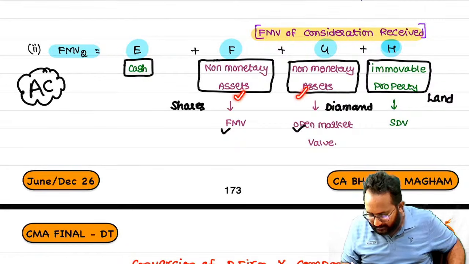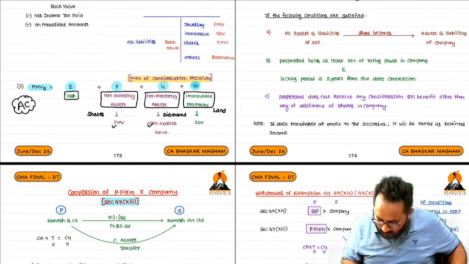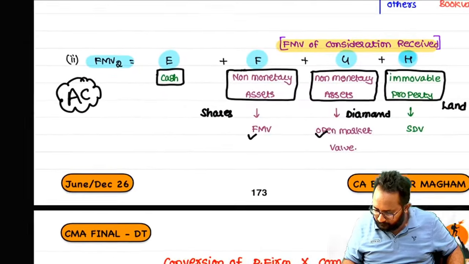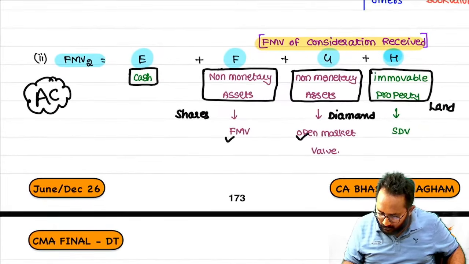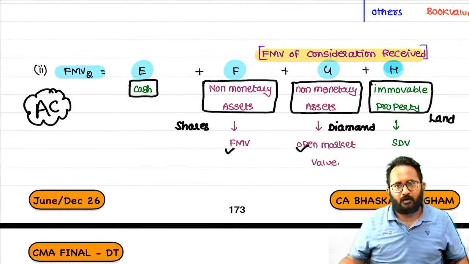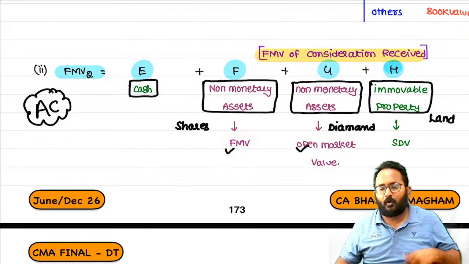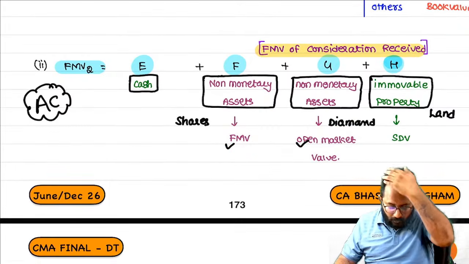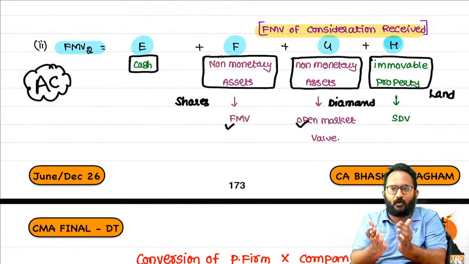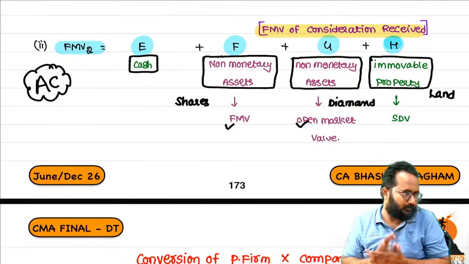These non-monetary assets are what? Movable. These two are what? E and F and G are what? Movable. Immovable always what? Stamp duty value. Movable, in some cases fair market value, in some cases open market value. Please let me know what is that consideration we found. Whatever we received, that is fair market value.